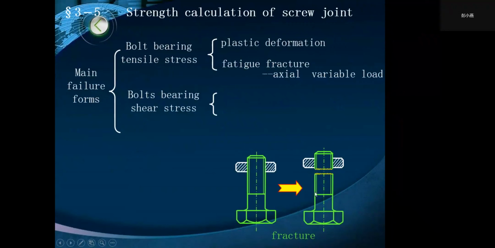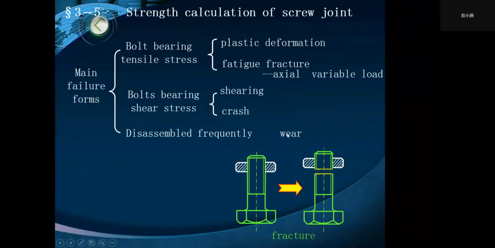Okay, this is the picture of fracture. And for the bolts bearing shear stress, shearing and crushing are the main failure modes. And for the bolts being disassembled frequently, wear is the main failure form.